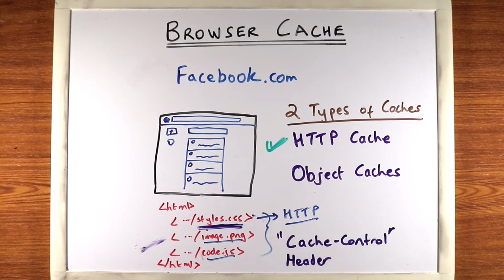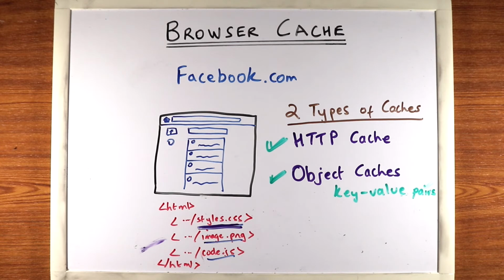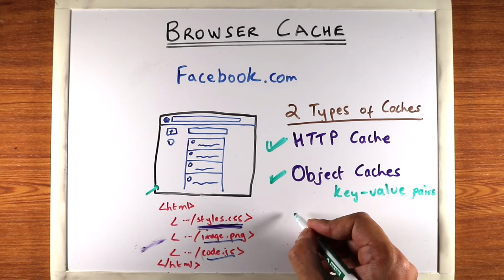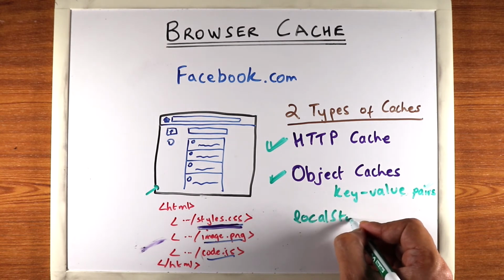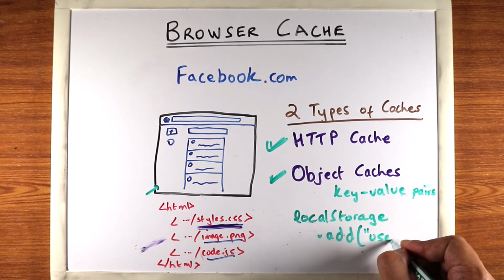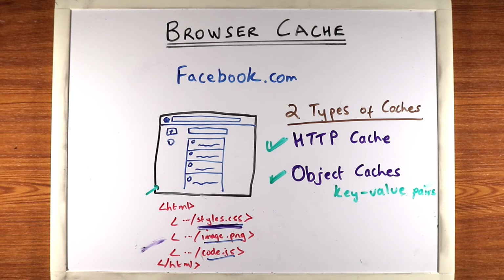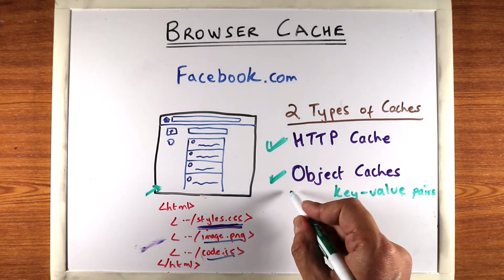Now, object caches are available to you as a programmer. If you want to store something in the browser, you can manually add key value pairs. For example, let's say you want to have the user's profile information handy. Using JavaScript, you can access the local storage. There's a variable called local storage, and you can call the add function and you can say user profile as the key and maybe like a JSON as the value. So for example, if you wanted to store the user profile information in the cache so that you can fetch it later, you can manually add that to this key value store.